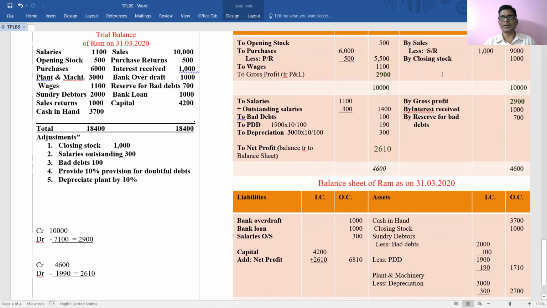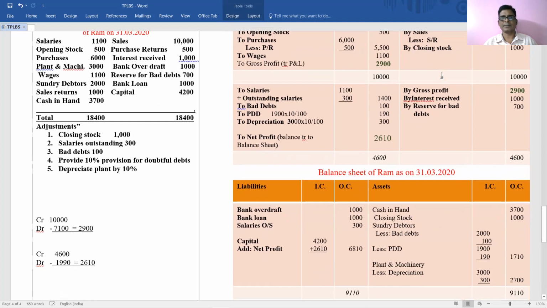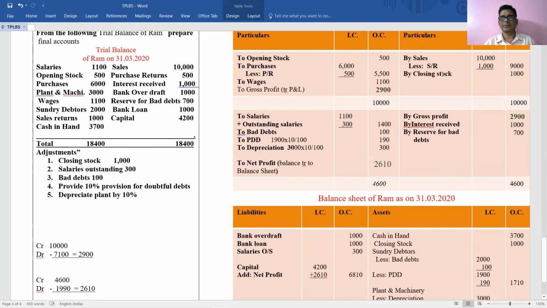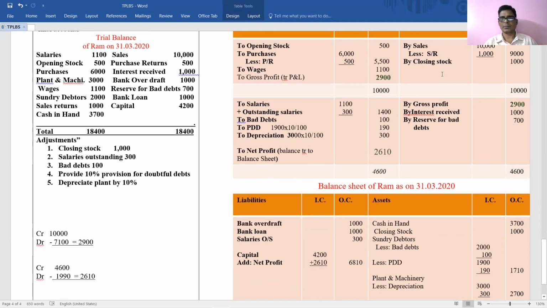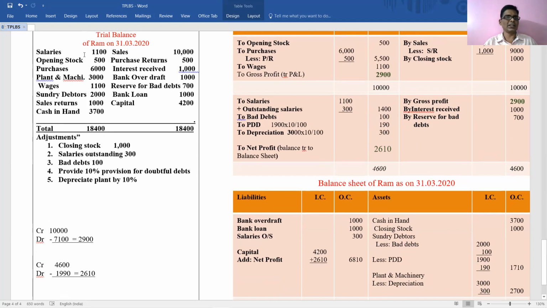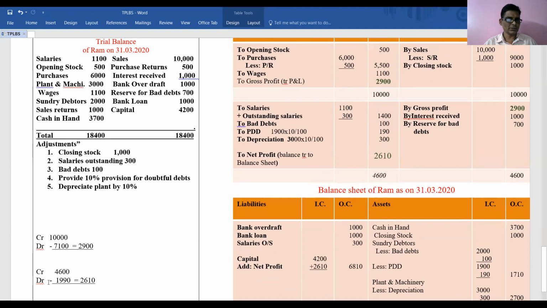The total problem is in front of you. So here I will explain one by one neatly. See here, salary is 1100 and comes only once.